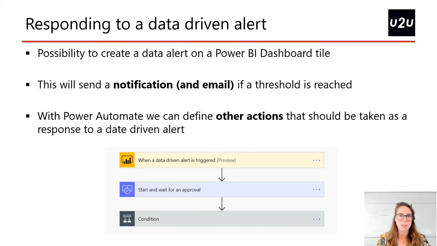So there are 2 things that we can do in relation to Power BI that I want to show you. The first thing is we can actually create a data alert on a Power BI dashboard tile, which normally would send a notification and an email if you want, if a certain threshold is reached. With Power Automate, we can actually use this data alert as a trigger and define some other actions that should happen when this data alert is triggered. So it adds some flexibility as to the actions that you want to take after a data-driven alert was triggered.